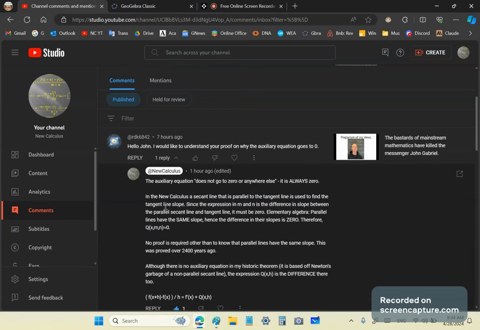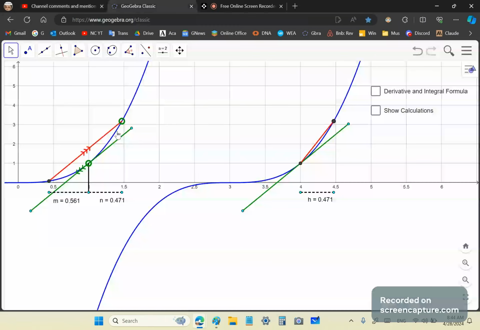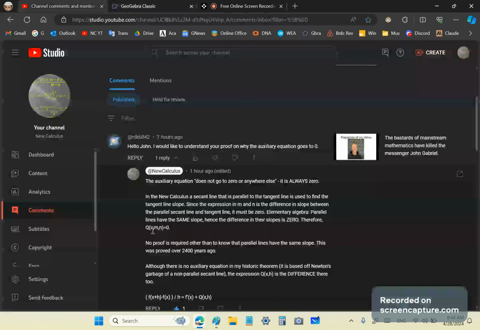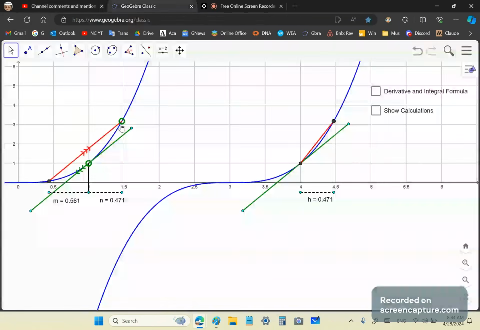So in the new calculus, a secant line that is parallel to a tangent line is used to find the tangent line slope. In the new calculus, we never care about what happens there, because I always use the slope of a parallel tangent line, which is equal to the slope of a parallel secant line, which is equal to a parallel tangent, right?